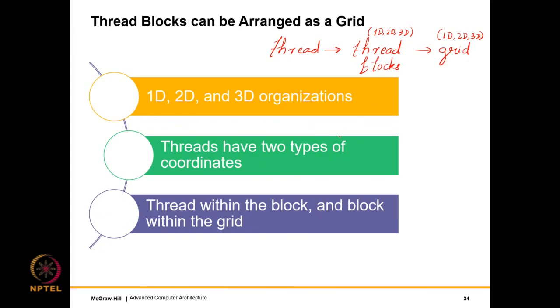Threads have two types of coordinates. The first is the coordinate of the thread within the thread block, and the second is the coordinate of the thread block within the grid. So thread within the block and block within the grid. If you think about it, the universal coordinate of a thread is actually 6 numbers: first x, y, and z, the coordinate within the thread block, and the second x dash, y dash, z dash, the coordinate of the thread block within the grid.